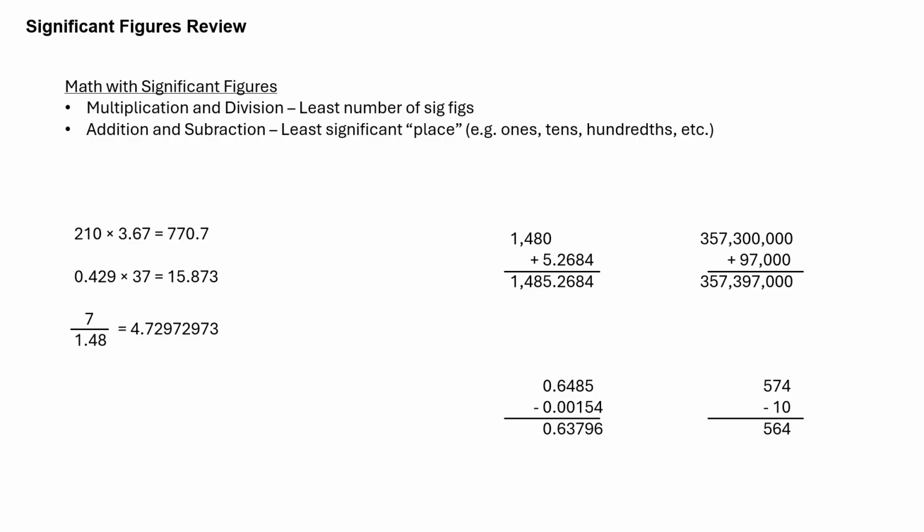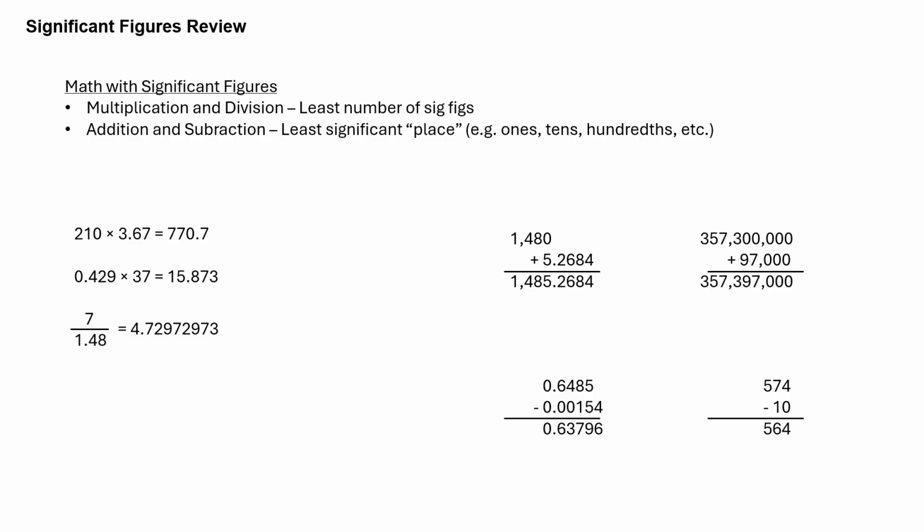Now that you know how to identify how many significant digits, it becomes important in a couple of ways when you're doing calculations. When you're doing calculations, multiplication and division have one set of rules, addition and subtraction have another set of rules. For multiplication and division, your answer can't have any more significant digits than the least number of significant digits in anything you're multiplying or dividing. So for multiplication and division, it's the least number of sig figs.